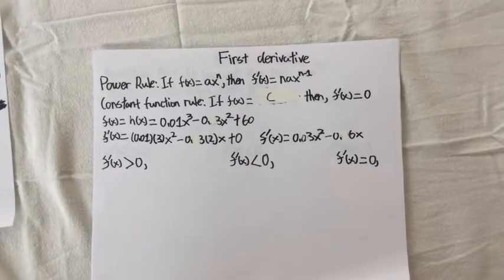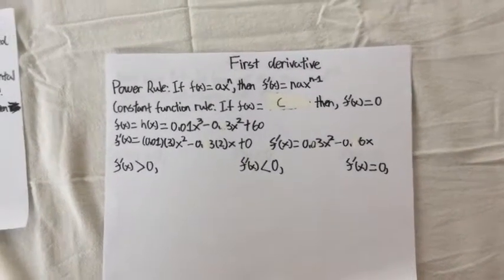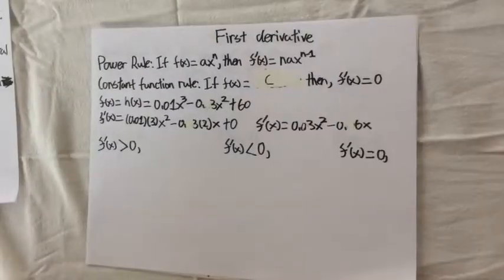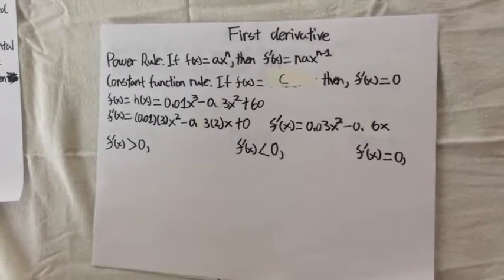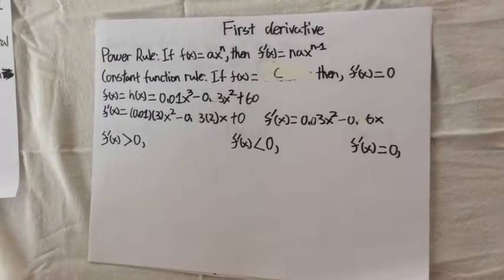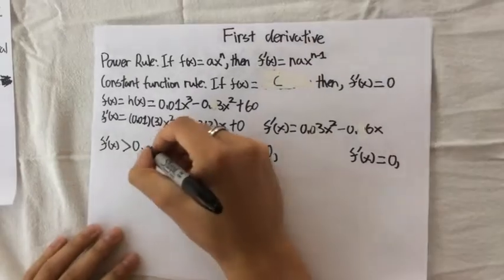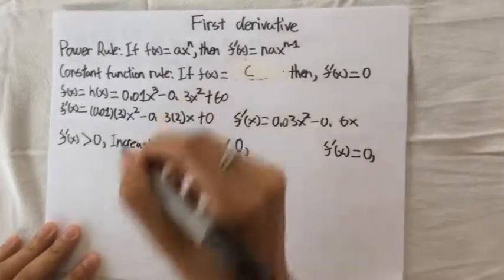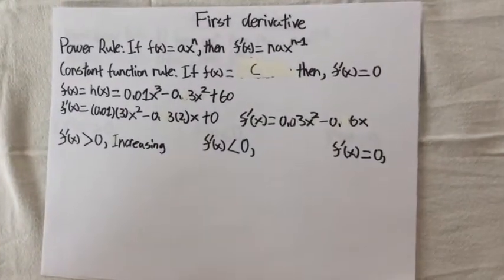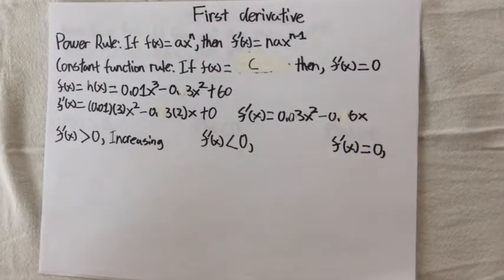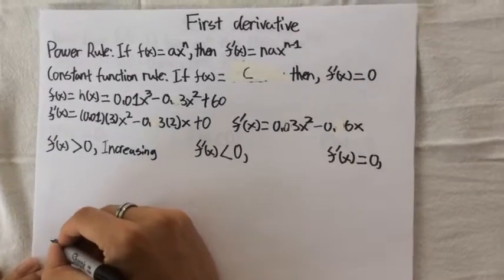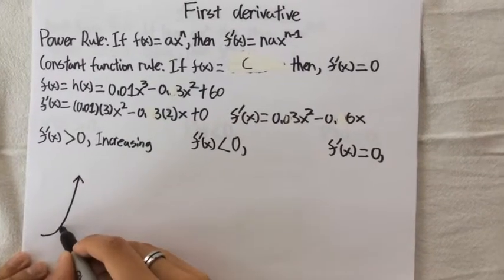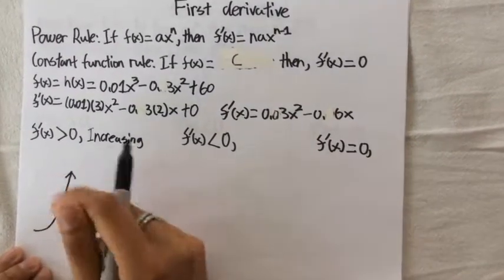So what happens if the first derivative is greater than 0, less than 0, or equal to 0? If f prime of x is greater than 0, then the function is increasing. This means the slope of each x value will get greater as the x value increases. It will look something like this. You see how the slope gets steeper and steeper as x approaches a greater number.